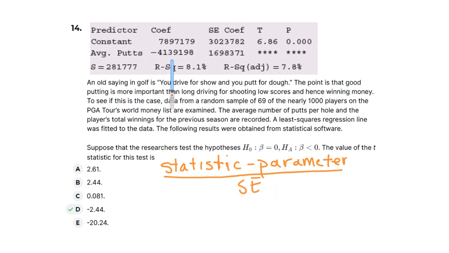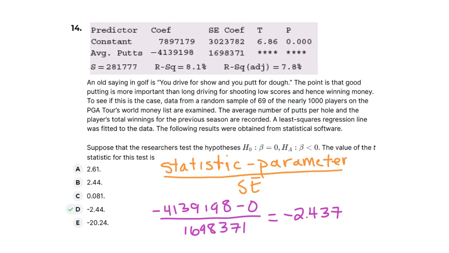That's our expected, or what we think the actual slope is. We can find the statistic right here. Here's the slope that we think it is, this -4. Boy, that's a big number. And then our standard error is right here. So we're just going to put all of that into the equation. And astonishingly, when I do that, I did get D.